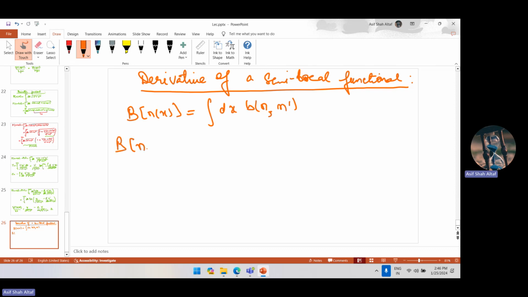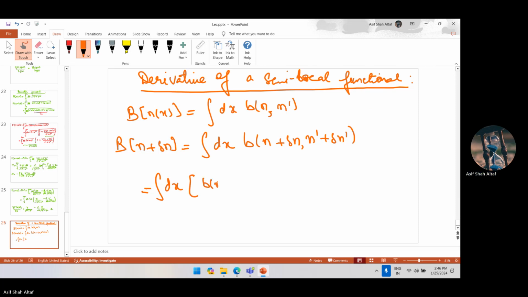By using the same approach, we will first add a small change. Fine. And then we will use the Taylor series to expand it, which will give us, and we will ignore all the higher order terms. We will only keep up to the linear term. This is what we will get.